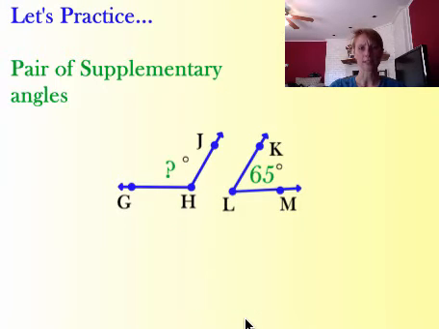Okay, let's do a little practice using supplementary angles. So we have our pair of supplementary angles, angle GHJ and angle KLM. And the only angle we know the measure of is angle KLM, which is 65 degrees. And we want to find the measure of the other angle, angle GHJ.